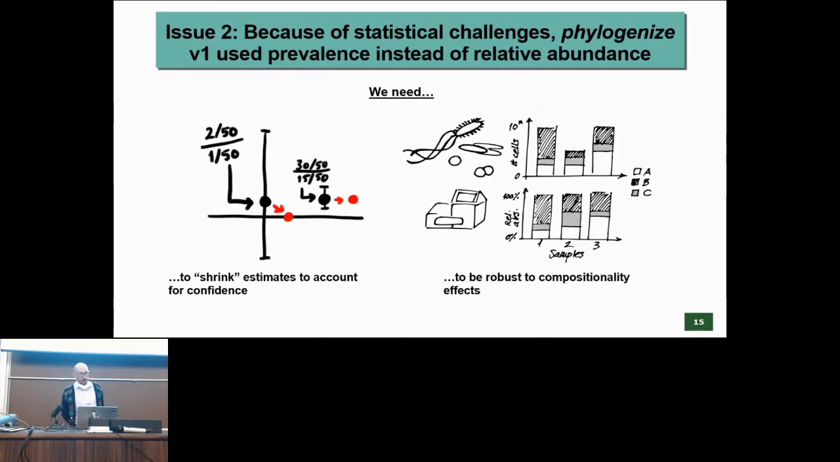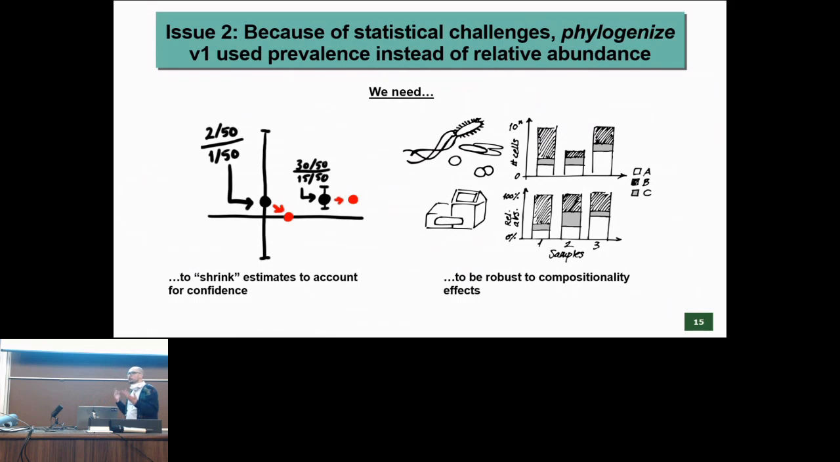Another issue with the first version of Phylogenize: you might recall that I said we were looking at prevalence and differential prevalence between conditions, right? This is enough to see very qualitative changes between environments. For example, if you're comparing the gut to the oral cavity, you can see a lot of differences. But it doesn't work as well for looking at, for example, the same environment in two different conditions, like looking at the gut in health versus disease.